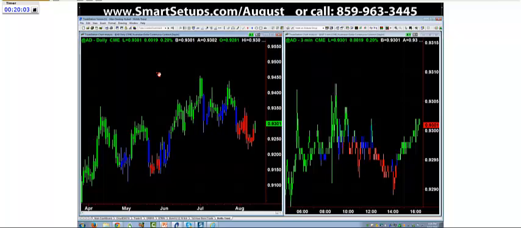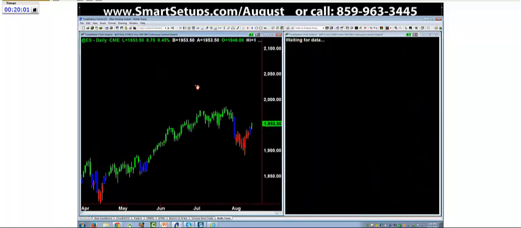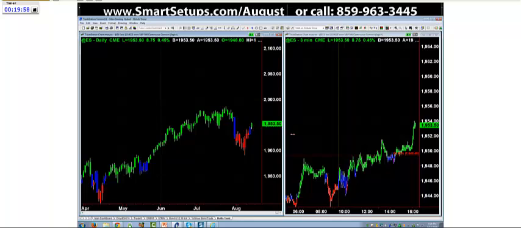BIIB, and ES. I think I already did ES, but I'll do it one more time. ES went from a neutral to a buy today. You had several signals here. Buy here, buy here, buy here, buy here, and buy here. Nice on the ES. BIIB.